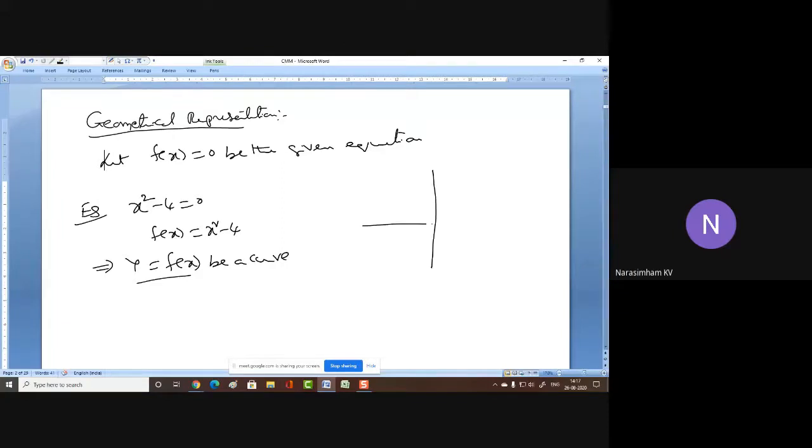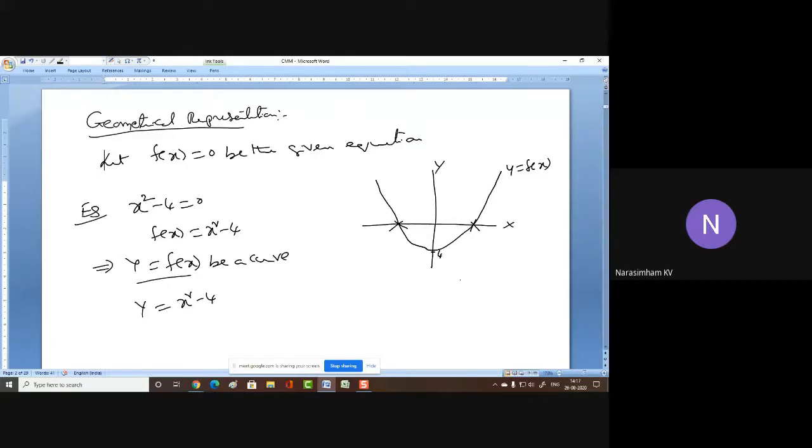Now what is the procedure? This is x, this is y. So y equals x square minus 4. For different values of x, suppose if you put x equals 0, what happened? Now this is minus 4. Now this looks like this curve, y equals f(x) curve. Now the root of the given equation is nothing but the point of intersection of the curve and x-axis.